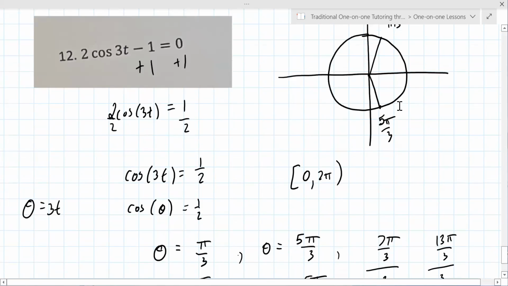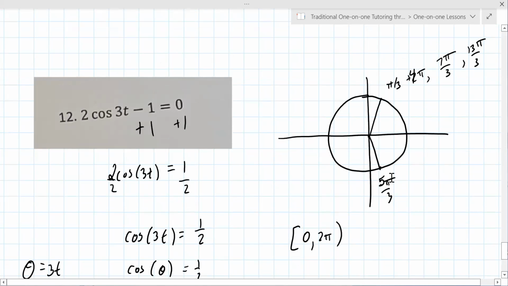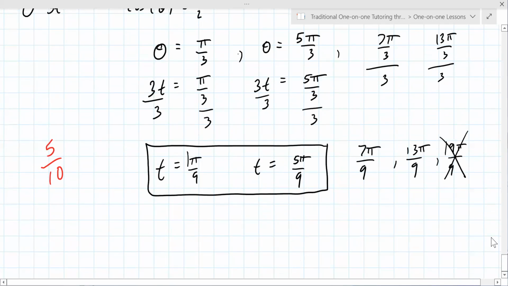But that's only for this top answer. We then have to do it for this bottom answer. We have to then add 2 pi to it, or 6 pi over 6. So it's 11 pi over 6. Sorry, 11 pi over 3. So you say, okay, well, it's really 11 pi over 9.